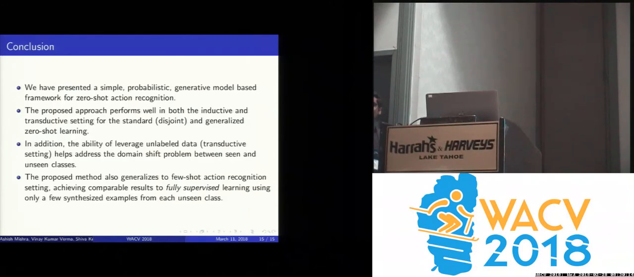The conclusion is that we have presented a simple probabilistic generative model, and that the proposed model works well on all the datasets across the standard settings of the zero-shot literature, and the proposed model also generalizes to few-shot learning as well.